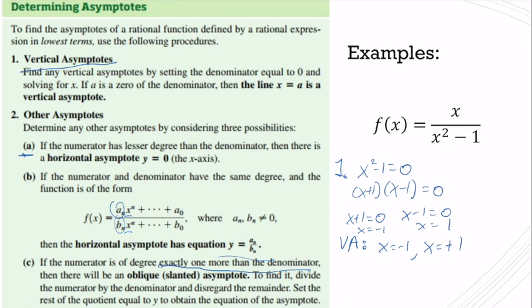Next, I want to determine my horizontal asymptote. So, if the numerator has lesser degree than the denominator, then there's a horizontal asymptote at y equals 0. Well, my numerator has a degree of 1, but my denominator has a degree of 2. So my numerator is of lesser degree than my denominator, so I have a horizontal asymptote at y equals 0.